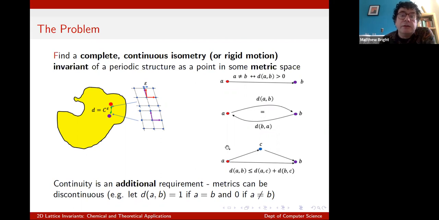So it all behaves like a distance. Hidden under the idea of continuity is the idea of distance. But continuity is, of course, an additional requirement. We know that metrics can be discontinuous. The most famous one that you get introduced to as a student is the discrete metric. Sorry, I've got this the wrong way around. There's a typo. If A equals B, my distance is zero. And if A does not equal B, my distance should be one. That's a perfectly good metric.